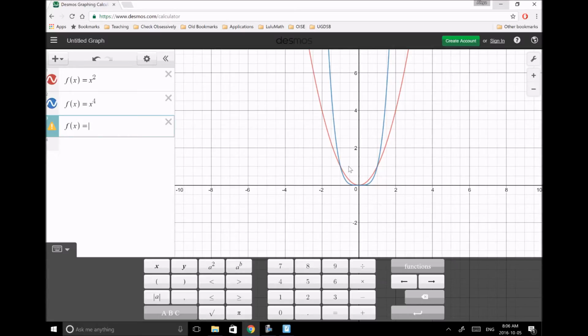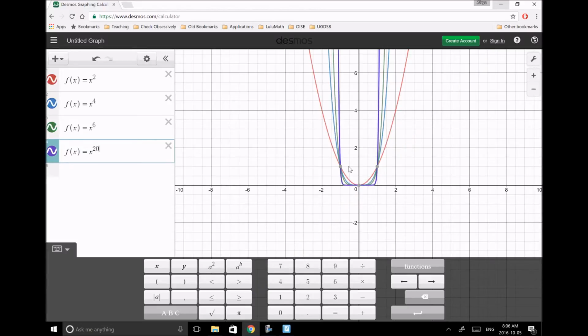So let's take a look and see what happens if we have x to the power of 6. Same thing, the higher the exponent, the skinnier it looks. Let's do x to the power of 20.